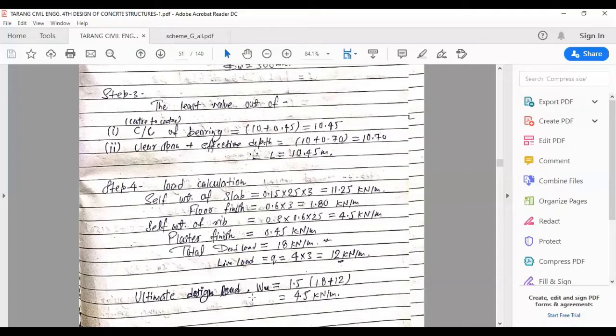This means the ultimate design load would be the sum of both these multiplied by a factor. So 18 plus 12, and this multiplied by 1.5. And we arrive at a value of 45 kilonewton per meter, which is our ultimate design load, and we'll represent it by WU.